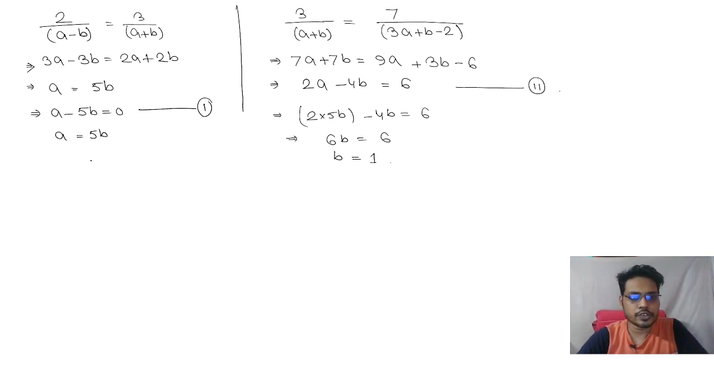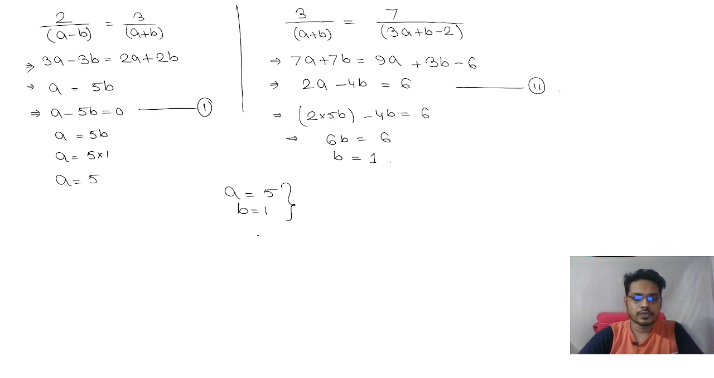If you get b is equals to 1, put the value here. a is equals to 5 into b, that is 5 into 1. So a is equals to 5. So you get a is equals to 5 and b is equals to 1. So the required values are a is equals to 5 and b is equals to 1.